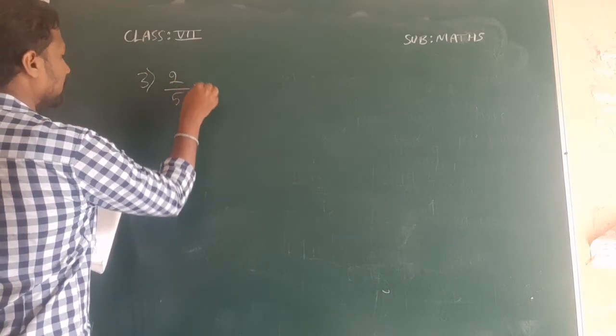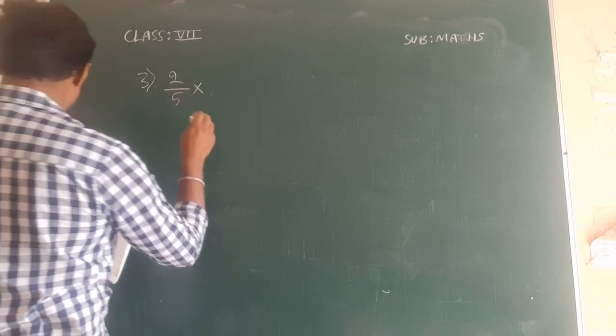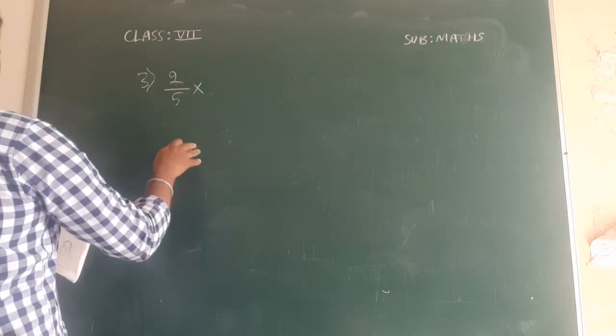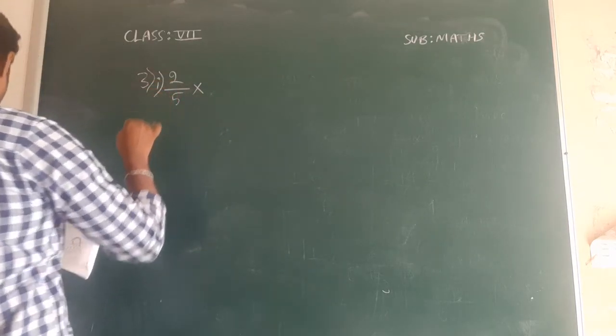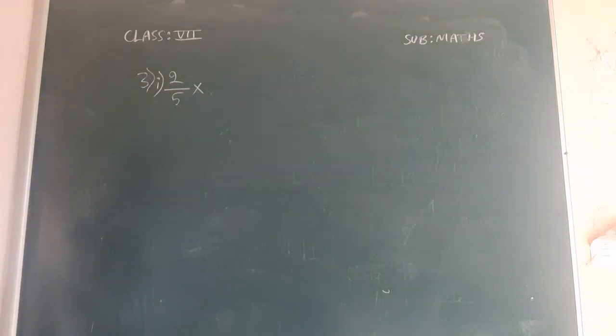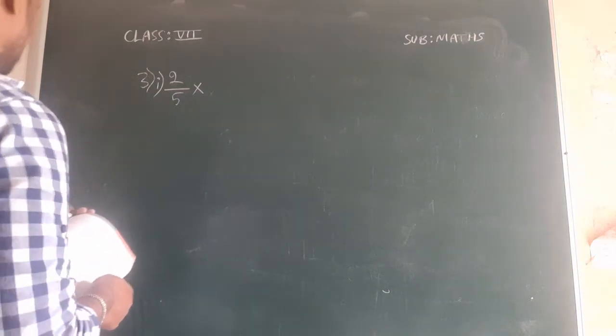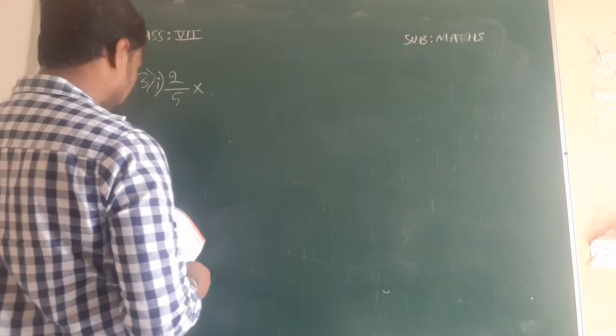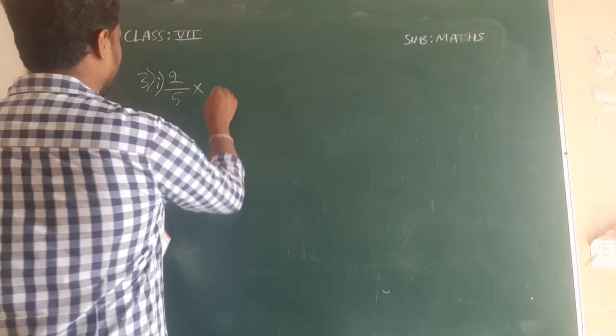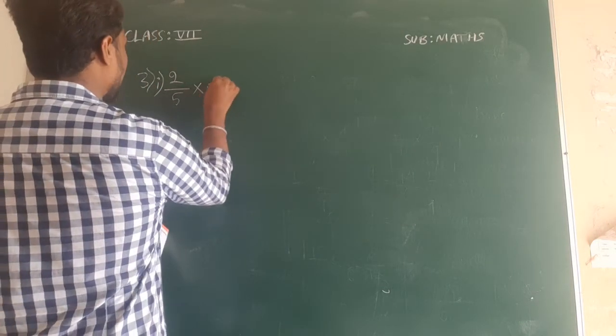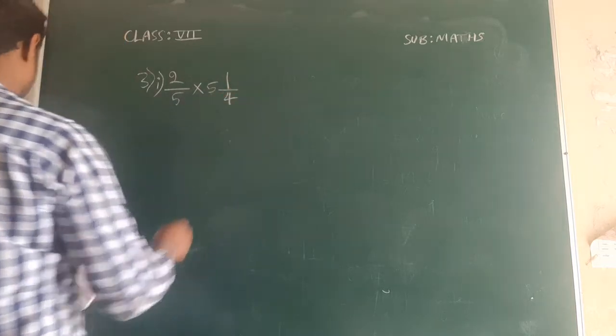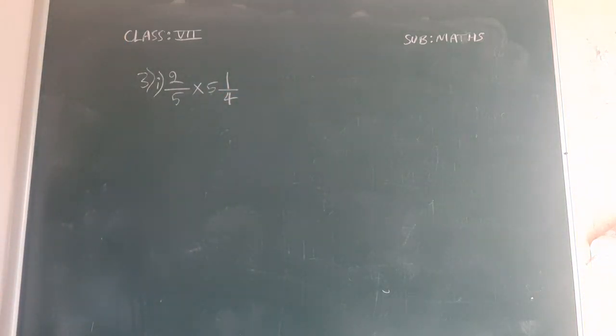Multiply the following fractions, they are given here. In the third main question also we have around 6 to 7 questions. So the first one, 2 divided by 5 into 5 of 1 divided by 4. Okay, you have to multiply this.